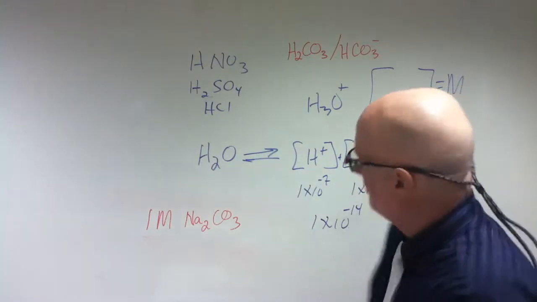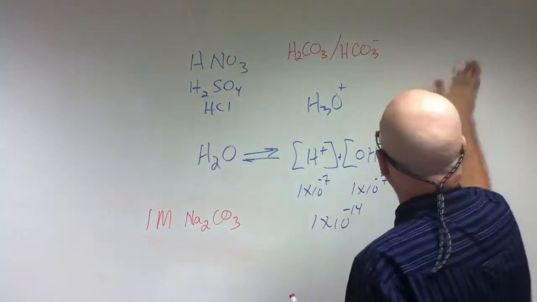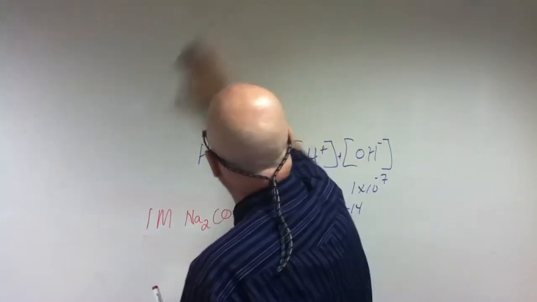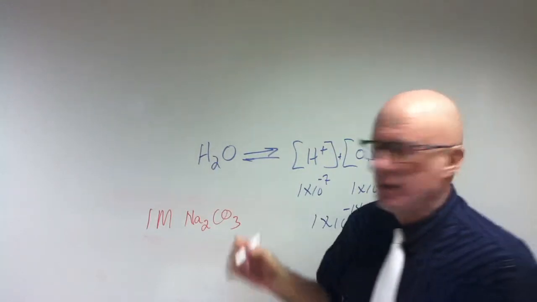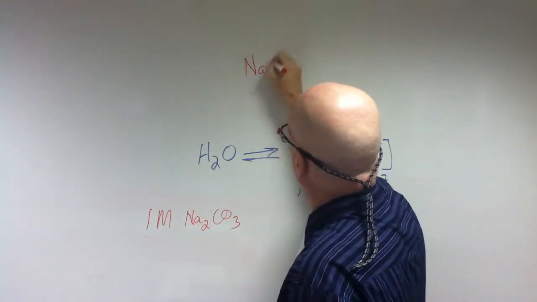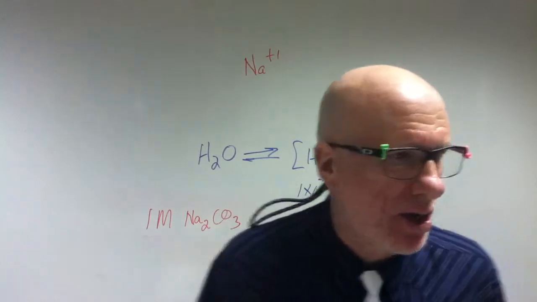So let me erase the stuff up here. This is my scrap sheet up here. Okay? And let me put up there the equation. It's going to be sodium, which is the ultimate spectator ion, correct? Not going to do anything.